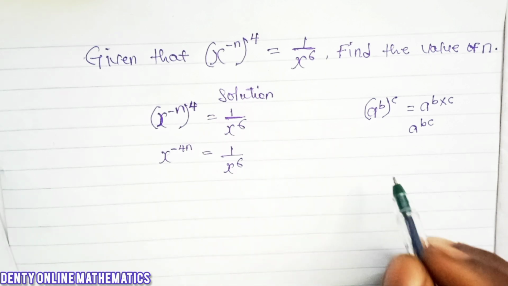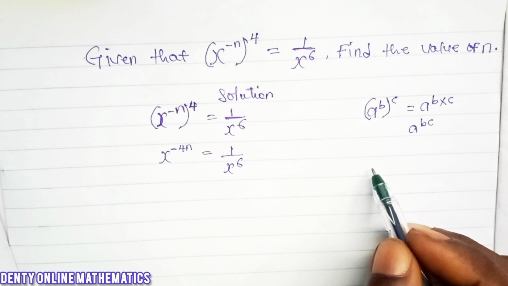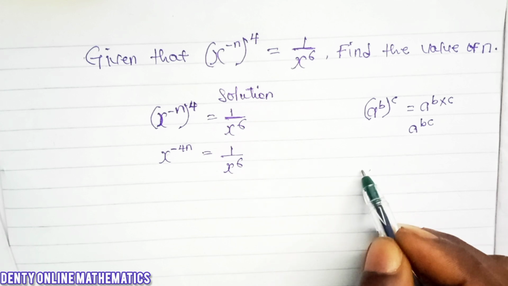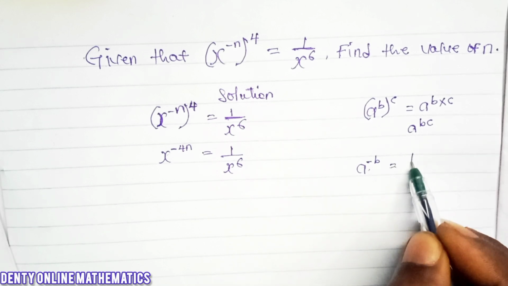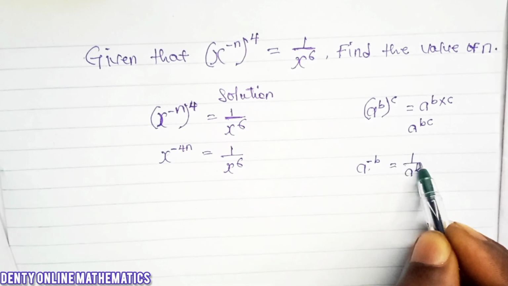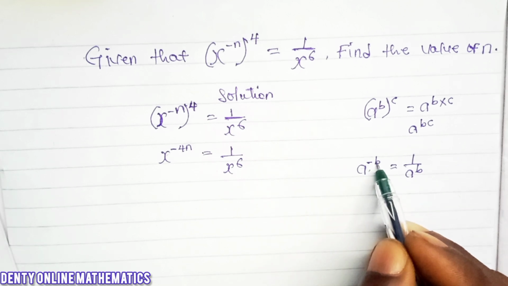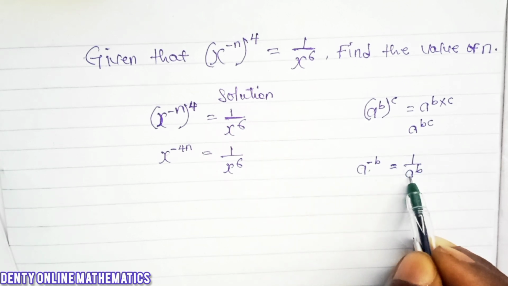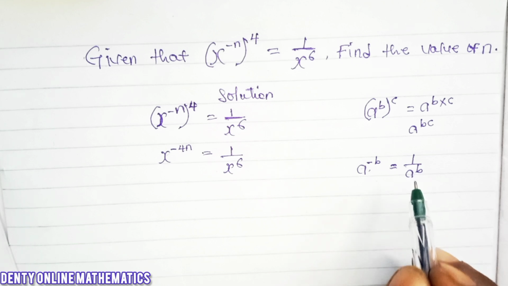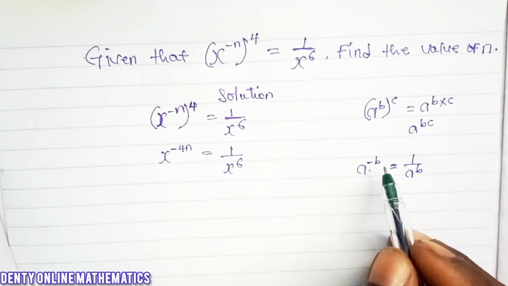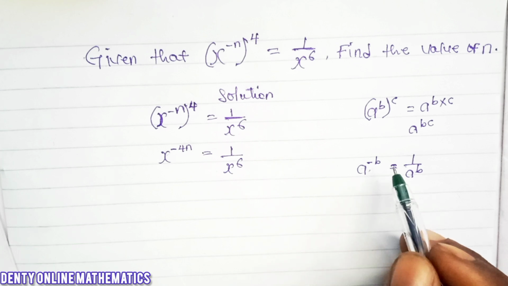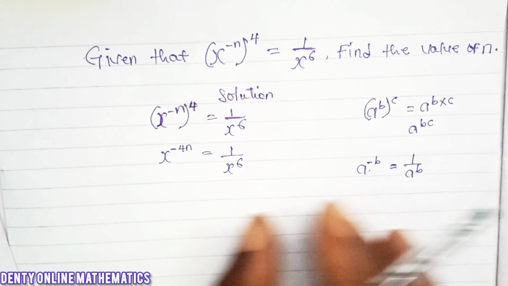Now another thing you need to know is the law of negative index. If you have a power negative b, it is the same thing as 1 over a power b. If you have a to the power of negative b, it is equal to 1 over a power b. Now this is the law of negative index. Most people also call it the negative law. Now if you have this, you're going to apply this here.